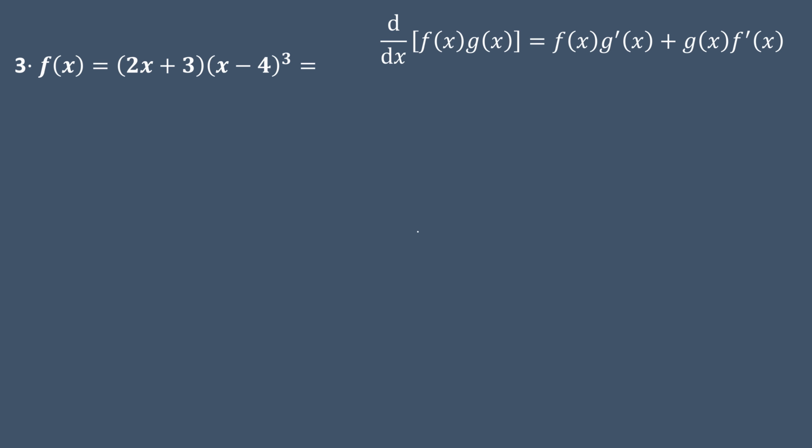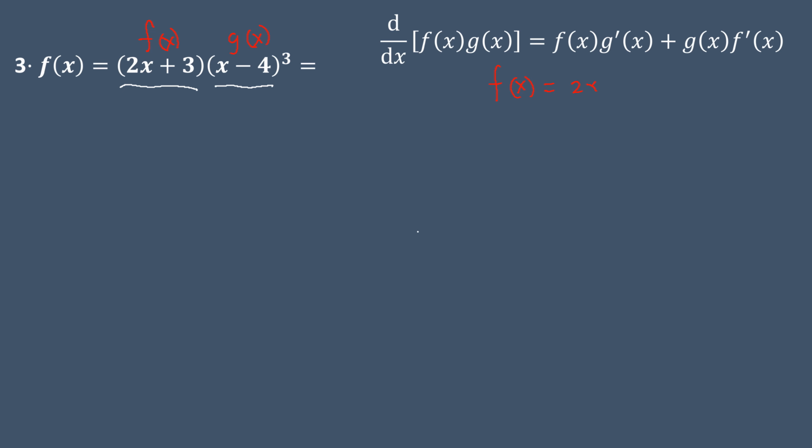Okay, let us have example number 3. But I want you to observe that number 3 is made up of two factors. We have the 2x plus 3 and the x minus 4 to the power of 3. So this time, we will be involving the derivative using the product rule. In this case, we set this as our first function and this will be our second function. But before that, we will be getting the derivative of the first function.